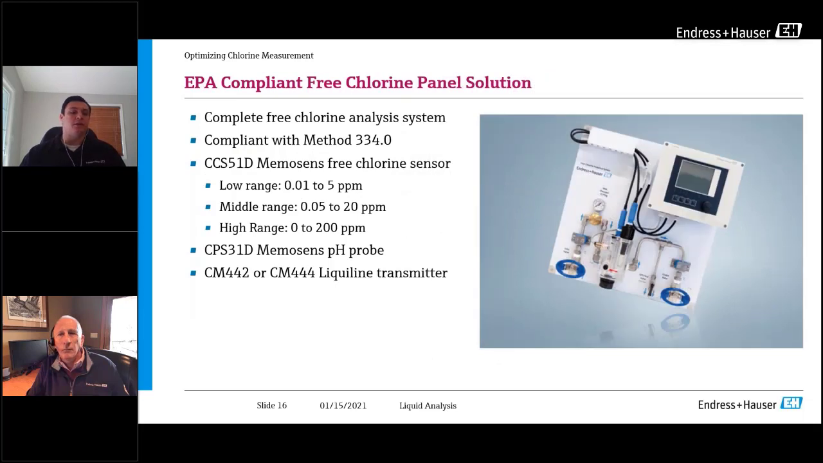So we offer technically 6 versions of this panel. We have 3 different versions depending on what your chlorine range is. So we can do the low, the mid, or the high range. And then I'll touch in a second on the difference between the 2 transmitters that I have listed here. And it also comes with a pH probe, so you can get that real-time pH dependent chlorine signal.